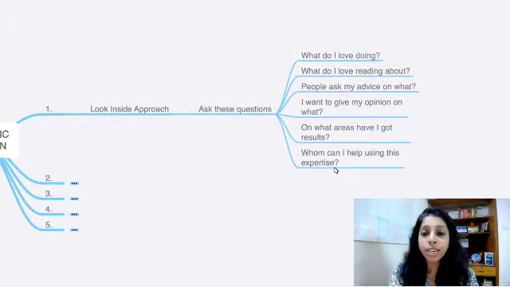The first question is, what do I love doing? In your free time, what are the things that you love doing without somebody questioning you or without somebody holding you accountable? You just love doing these things. It could be cooking, gardening, it could be computer programming, whatever that is for you. Make a list of those kind of items.